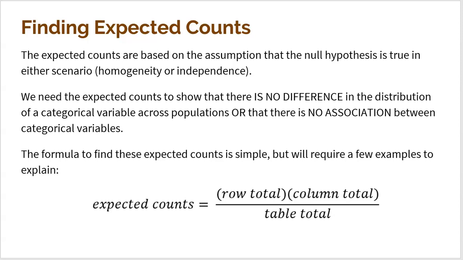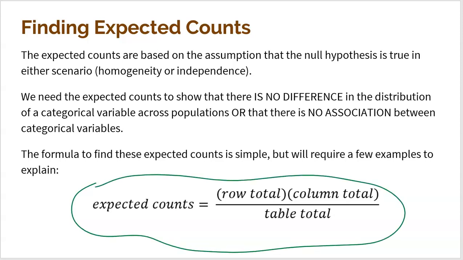But once you understand that, we need the expected counts to show that there is no difference in the distribution of the categorical variable across populations, or that there is no association. So how could we actually calculate the expected counts to show no difference or no association? It's actually quite easy. It's a very simple formula. For every box in that two-way table, to find the expected count, you take the row total of that box and the column total of that box, multiply those together, and divide by the table total. So again, I told you that I could explain how to find the expected counts in under 30 seconds. So there it is. Row total times column total divided by table total.